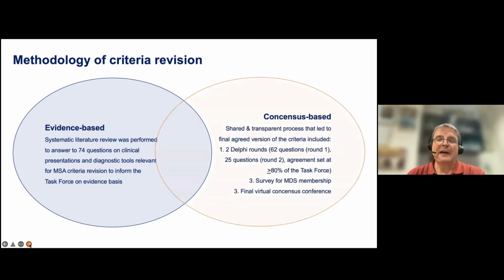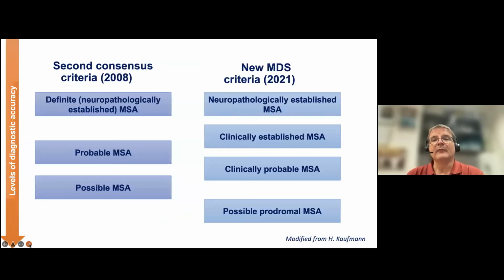At the same time, we had consensus methodology in this project: 2 Delphi rounds, a survey to the entire Movement Disorder Society membership, and a final virtual consensus conference, due to the Corona crisis in 2021, to arrive at the new MDS MSA criteria.